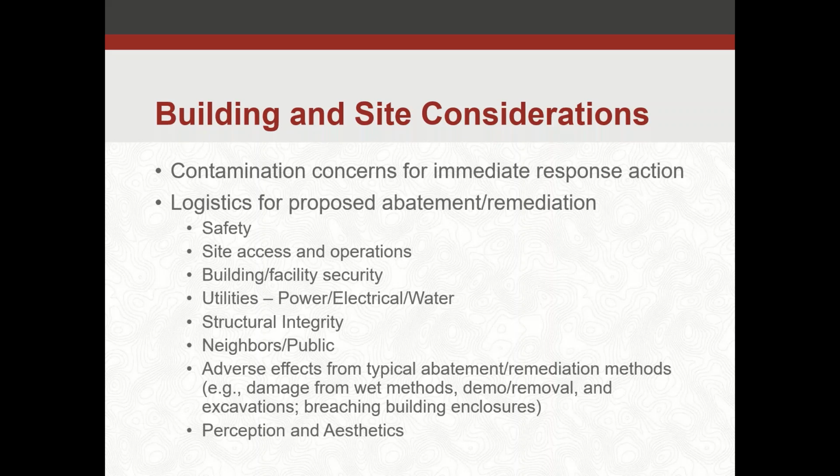Adverse effects from typical abatement remediation methods. When we're doing asbestos abatement, when we're doing a lot of other hazardous materials, we're using wet methods. We're trying to keep those fibers, that dust, at bay. Water inside a building isn't always the best thing. So is there a way to control that and make sure that we're not going to create another problem after we do the abatement remediation by damaging materials to remain? So you want to make sure that that's addressed before you get into the project.